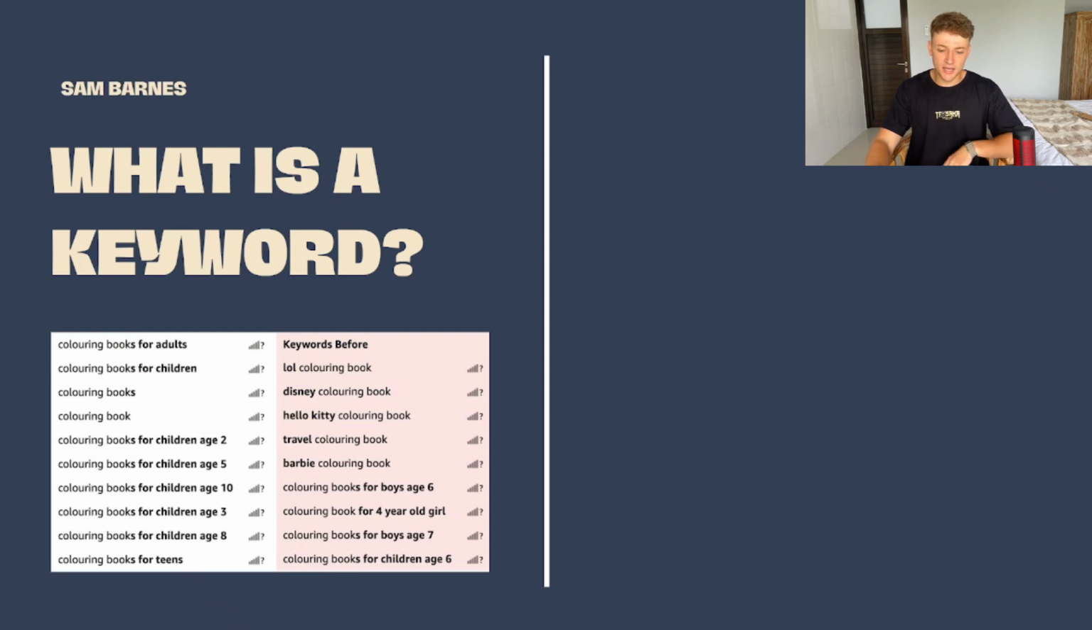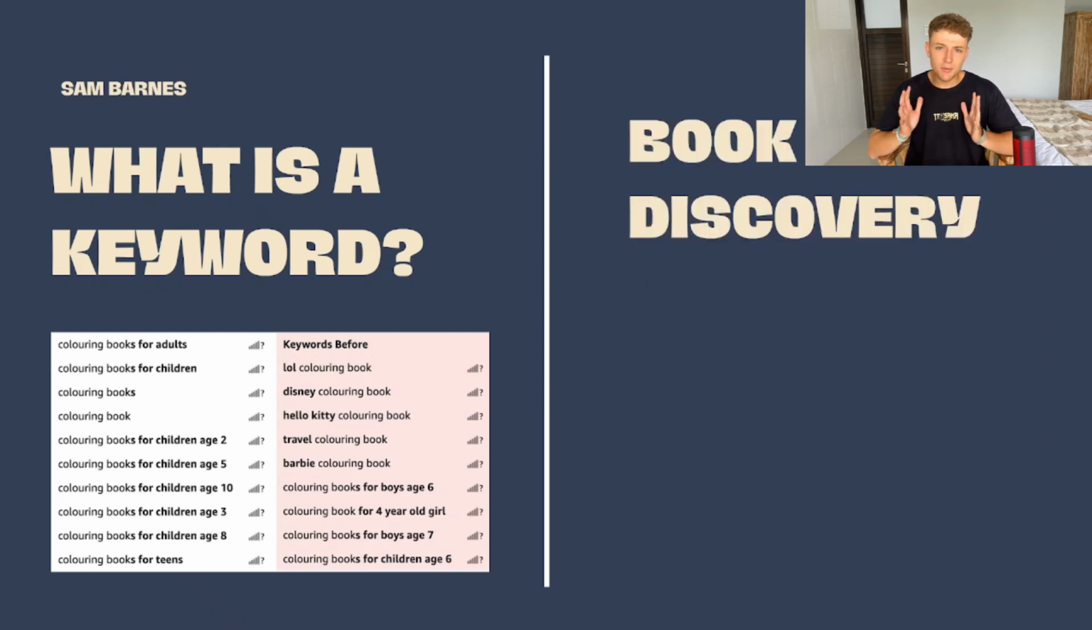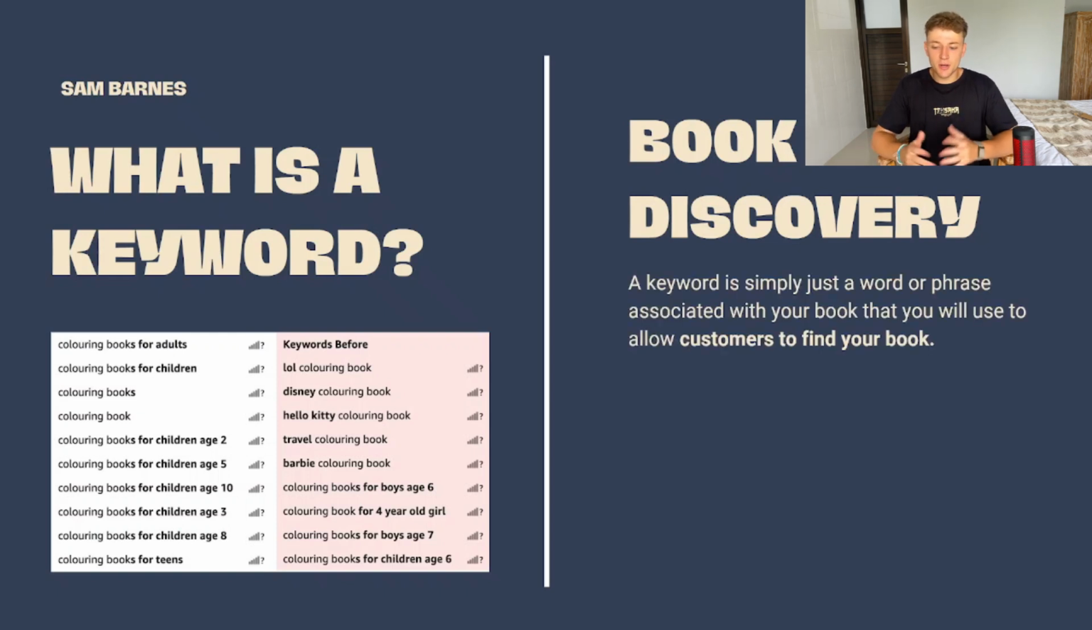So first of all, what is a keyword? Keywords are specifically all about book discovery. In short, a keyword is simply a word or a phrase associated with your book that Amazon and yourself will use to allow customers to find your books. For example, the phrase coloring book for girls aged 5 is a keyword.